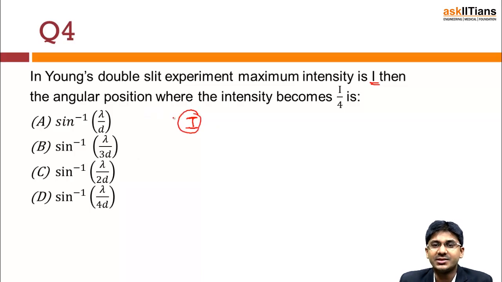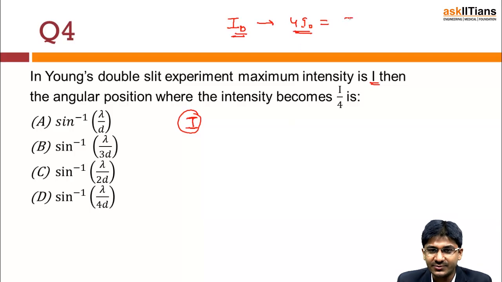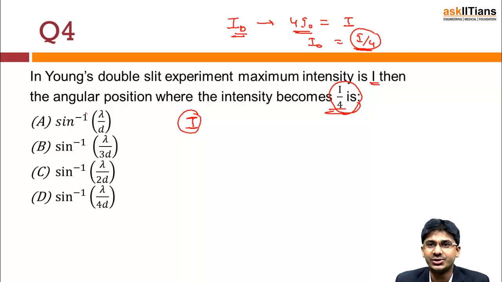Now if the maximum intensity is I, what is the intensity of each of the slits? Now we know that if the intensity of one slit in YDSE is I naught, the other slit will also be I naught because they are identical in Young's double slit experiment. So if one is I naught, the net intensity is 4 I naught, right? Now this value is given to you as I. That means the intensity of one of the slits is I by 4. Okay. Now the question says when this intensity will be I by 4, at what angular position?